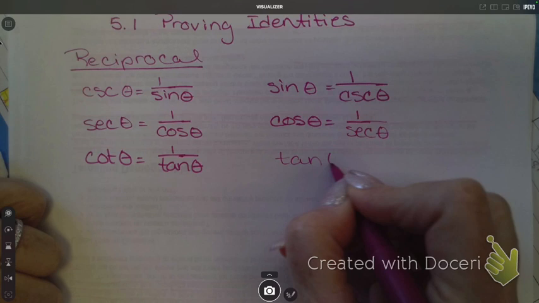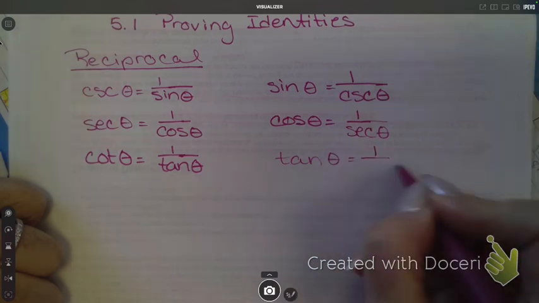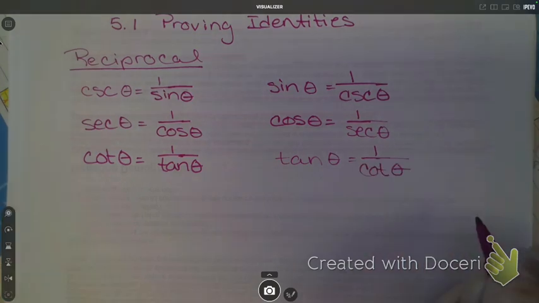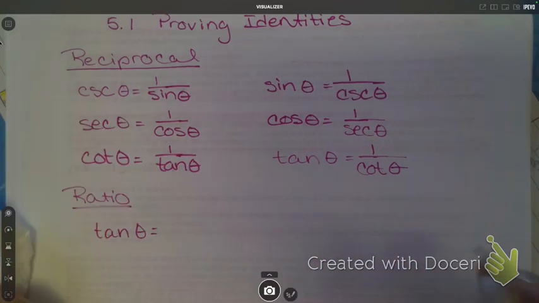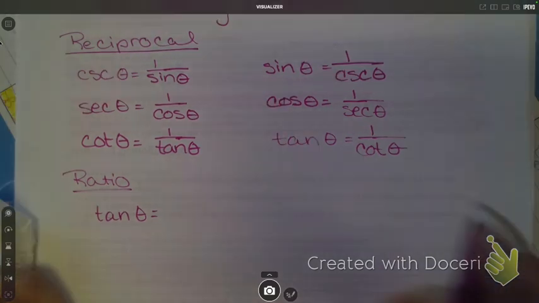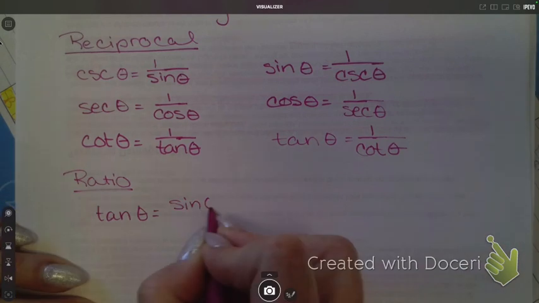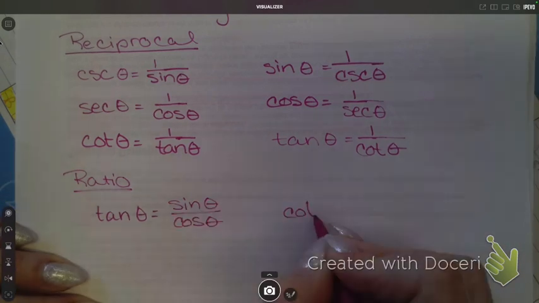The ratio identities. Tangent of theta equals what function over what function? Sine over cosine. And cotangent is cosine over sine.